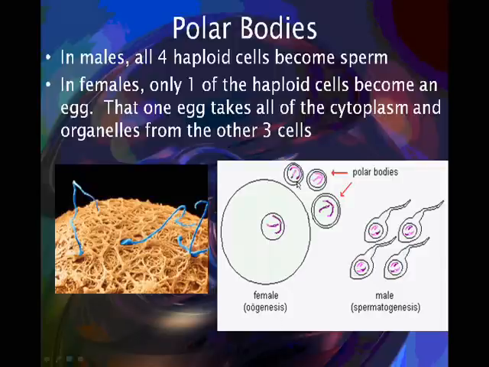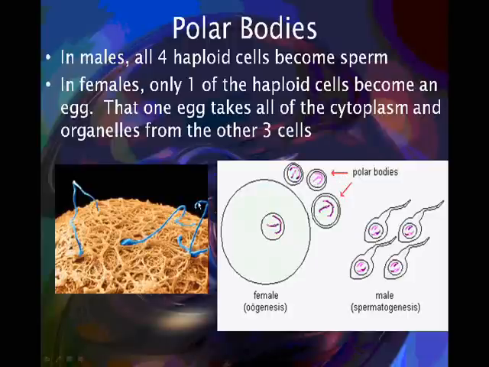Meiosis does not happen the same in females and in males. In males, all 4 of those haploid cells become sperm. But in females, only 1 of those haploid cells actually becomes an egg. The other 3 give up all of their cytoplasm and organelles to the very large female egg, and the other 3 are just the remaining leftover trash. Those are called polar bodies.